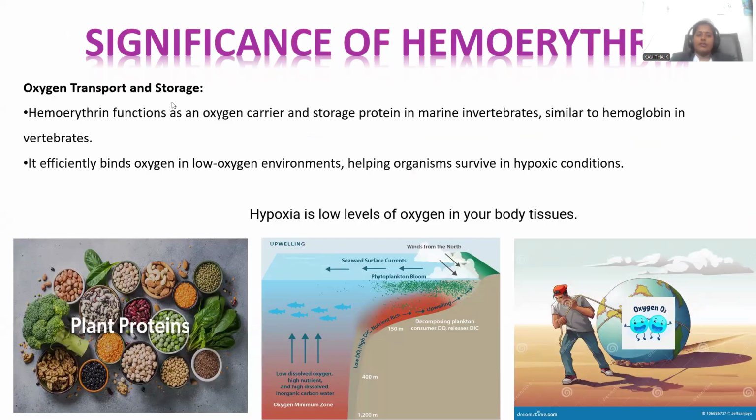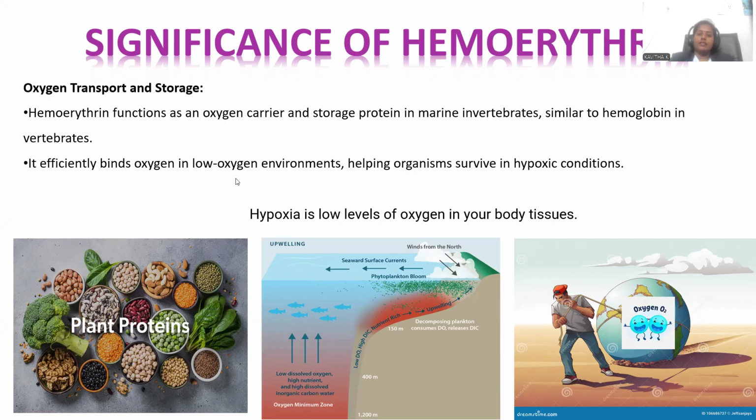Oxygen transport and storage. Significance of hemerythrin. Why are we supposed to study this coloring pigment? What activity, what specificity does it have? The significance of this hemerythrin is to be discussed here. Hemerythrin functions as an oxygen carrier. It is able to capture oxygen from the environment and transport it to all the organs present in those marine invertebrates. And even protein storage is possible, just like hemoglobin and myoglobin.